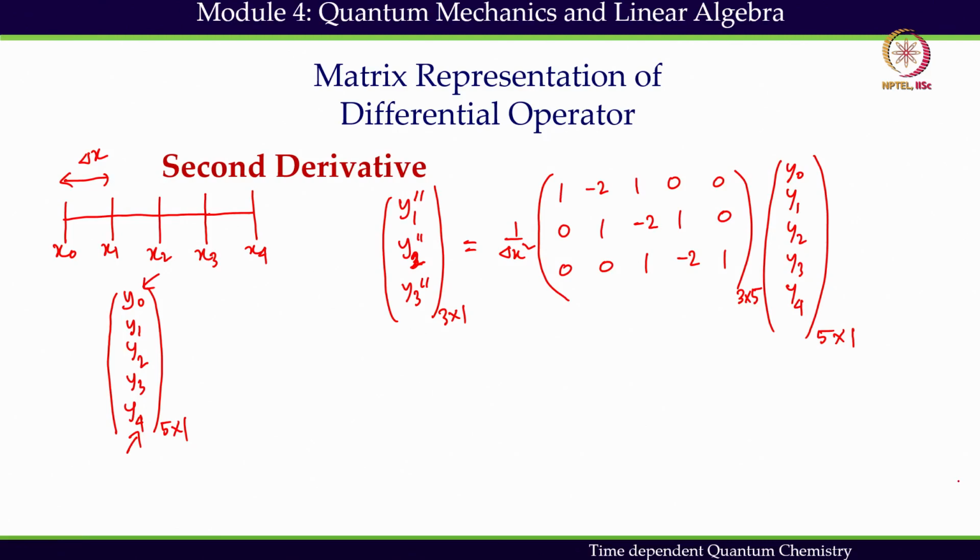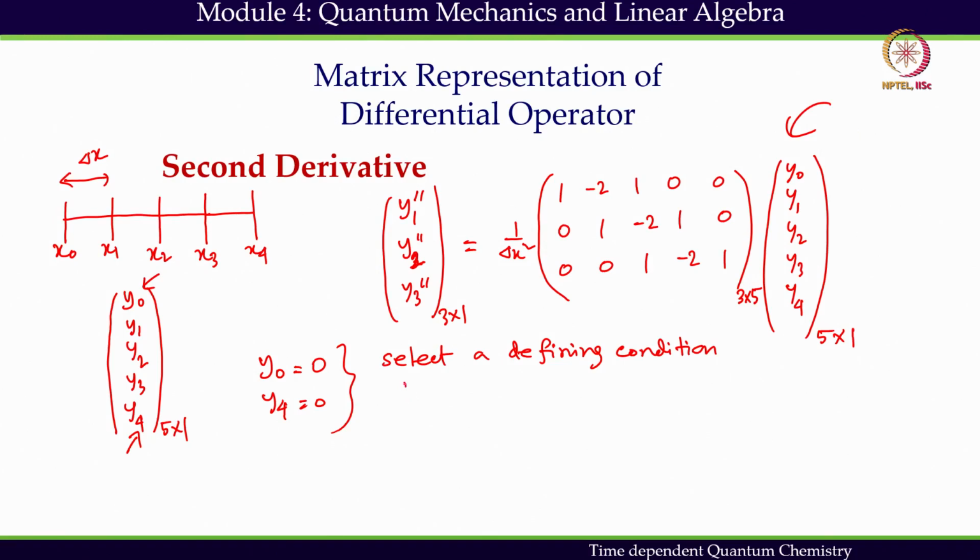And if, for some reason, we can say that y0 is 0 and y4 is 0, when I am defining the function for the first time, if I select a defining condition like this, so initial value is 0 and final value is 0, then we can eliminate these two values and write down another simplified form, which is going to be y2 dash and then y3 double dash is equal to delta x square.